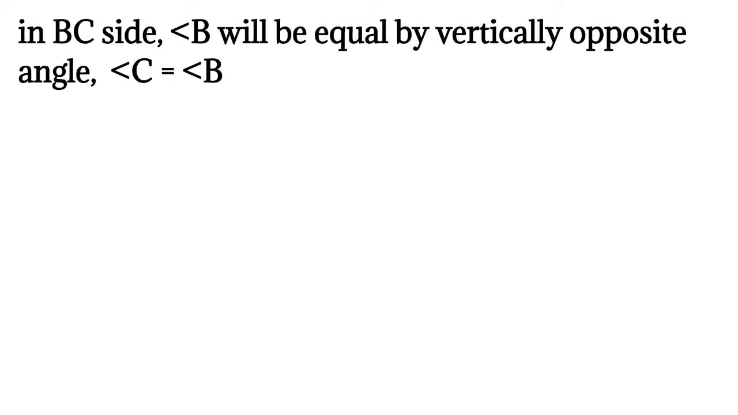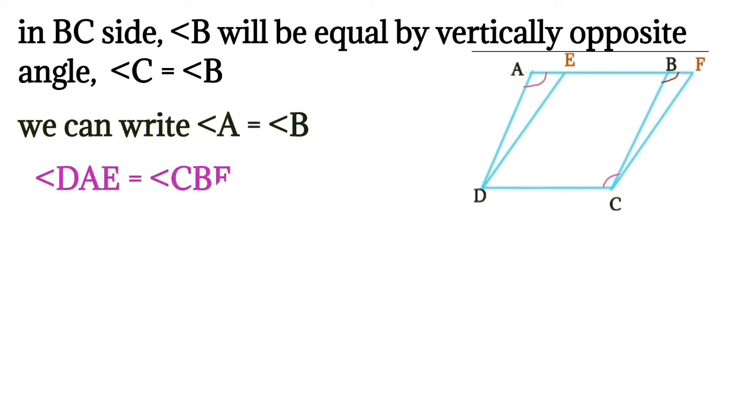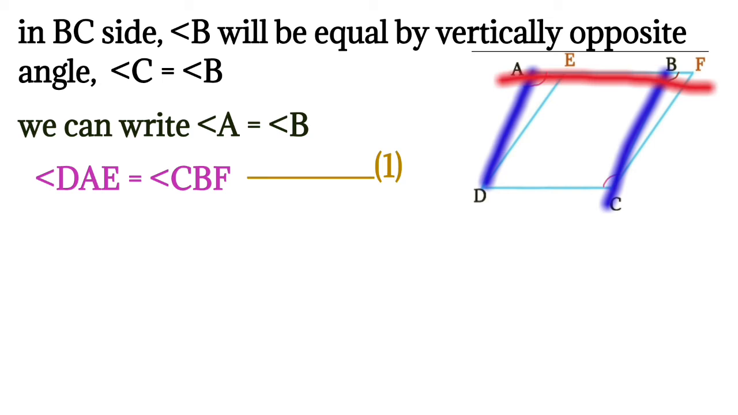For these two triangles, can I write like this? Angle DAE is equal to angle CBF. Here we are talking about only angle A and angle B. And these two angles are corresponding angles also, because AD and BC are two sides and AF is a transversal. At that time also angle A is equal to angle B.